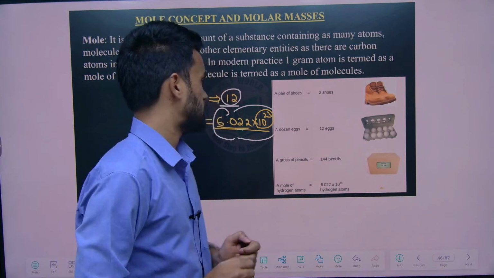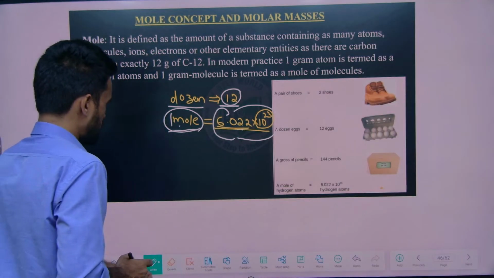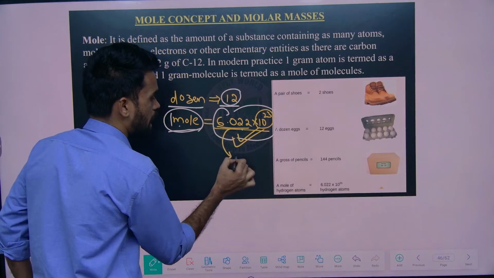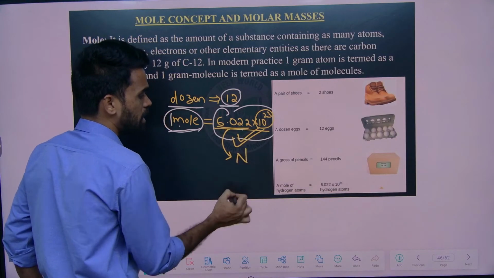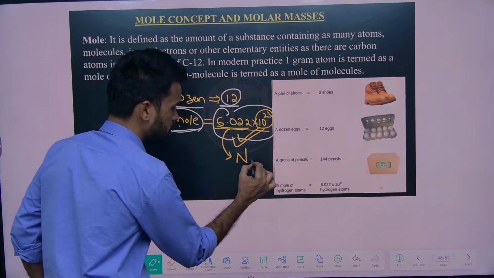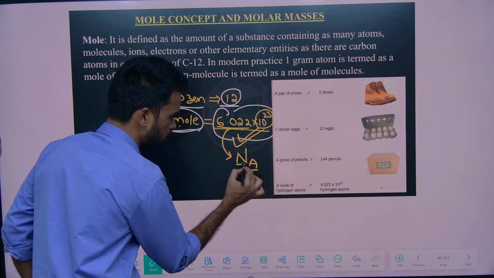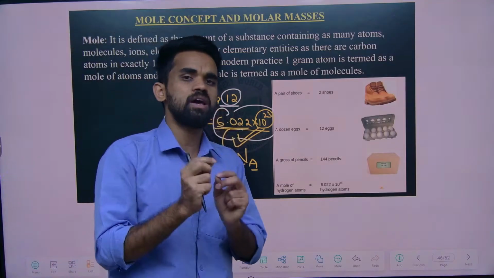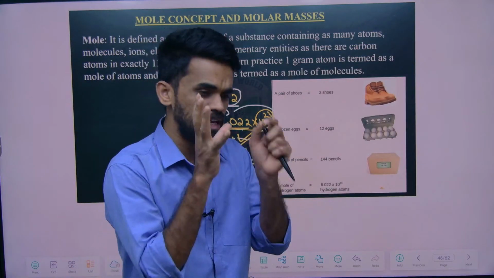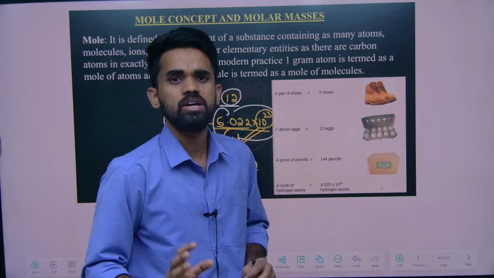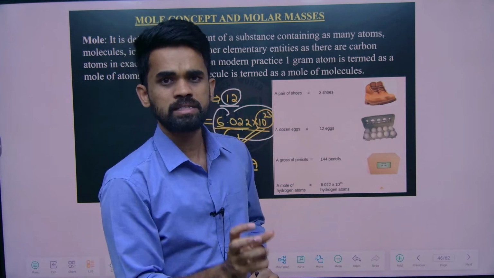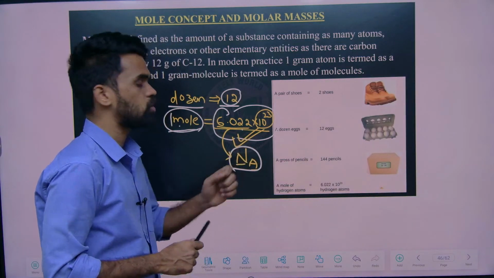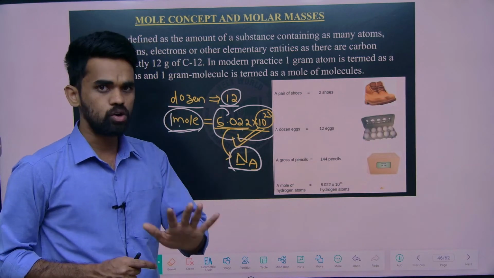Okay, next. Whatever number we have taken here, this number is called the Avogadro number. What is that number called? Avogadro number, indicated with the symbol Na. Na represents the Avogadro number. So if you take 1 mole of any substance, it contains the Avogadro number of particles or molecules. Okay, I hope this is clear.